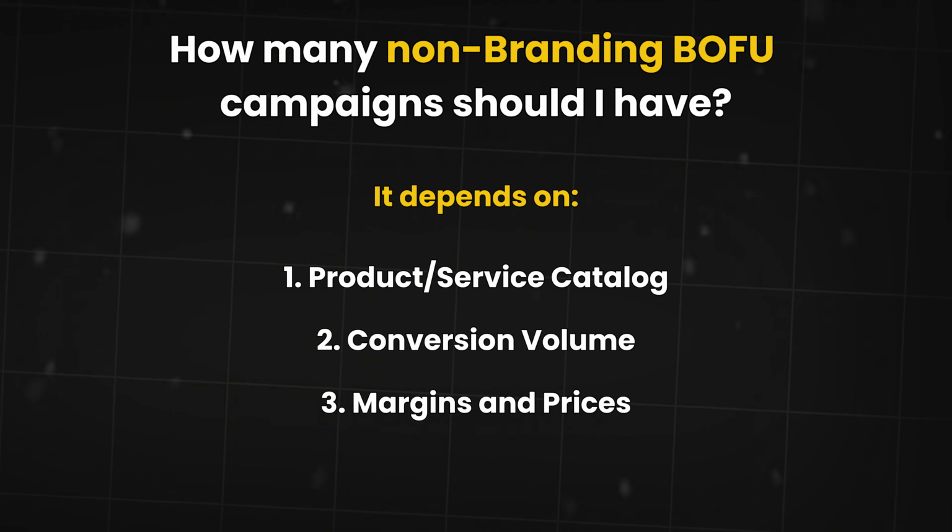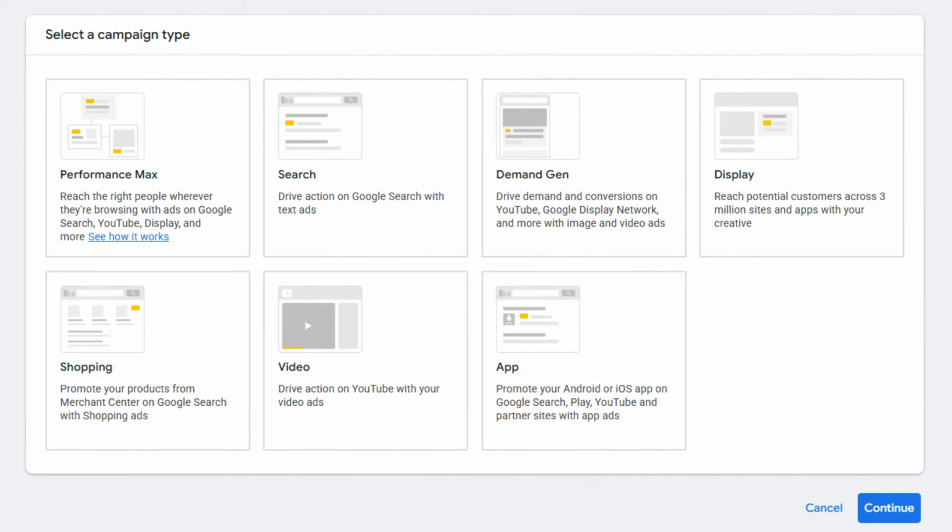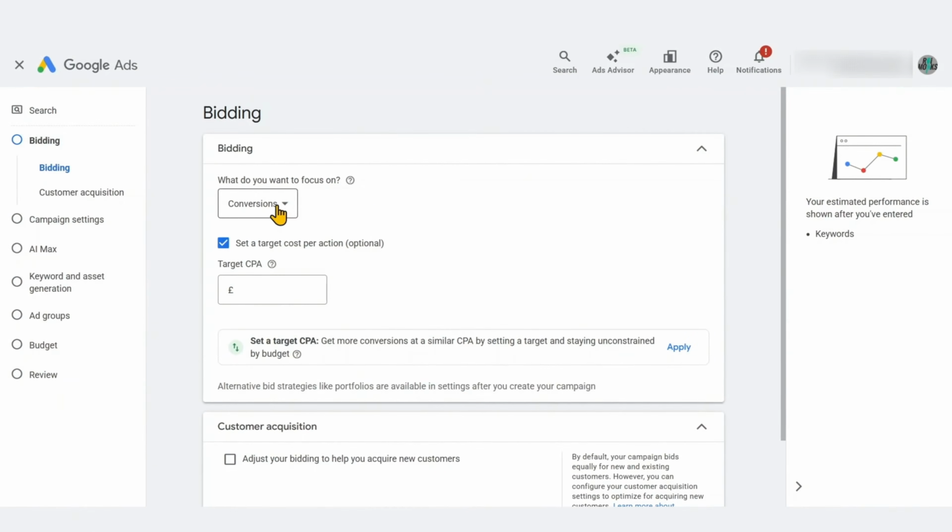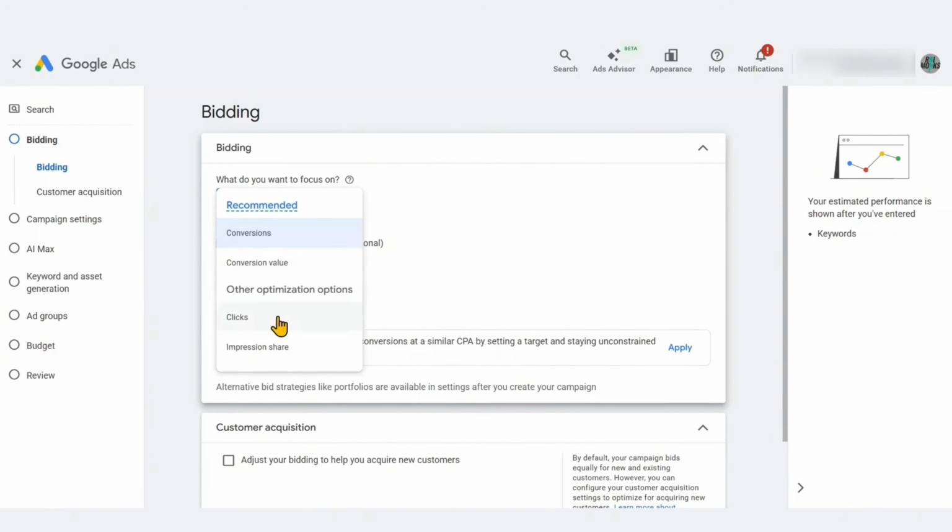Finally, factor number 4 is your actual business goals, because your business goals will determine the campaign type, campaign goal, and bidding strategy. If you have several business goals, you will need more campaigns.